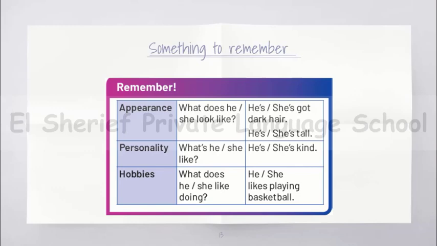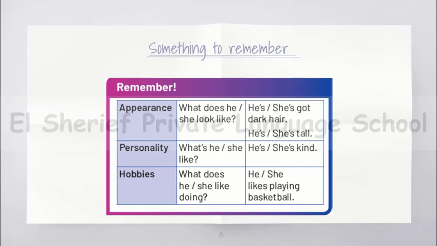Now, when I want to ask about the personality, I will say, what is he or she like? What is he or she like, not what does or what do. So, to ask about personality, I will say, what is or are, then the subject, and then the word like. And to answer, I will say, he is or she is kind, scary, scared, or something like that.